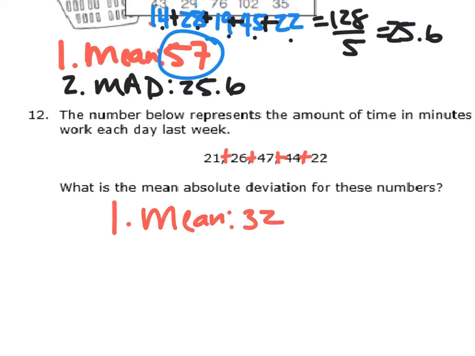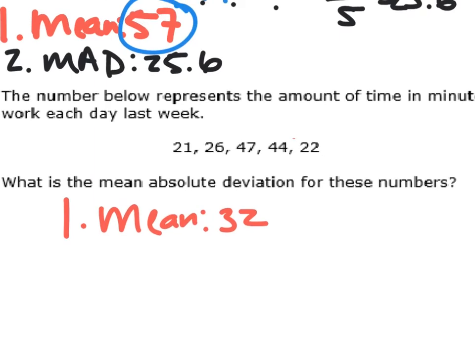So I want to figure out how far away each of these numbers is from 32. So 32 minus 21, and I get 11. 26 minus 32, or 32 minus 26. And we're going to write the positive number. We get 6. 47 and 32, so 47 minus 32. We get 15. 44 minus 32, we get 12. And 32 minus 22, we get 10.